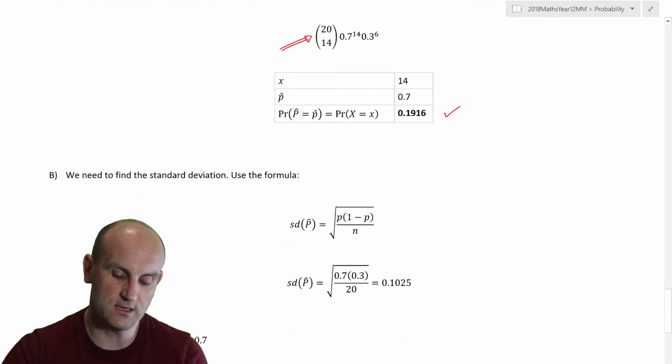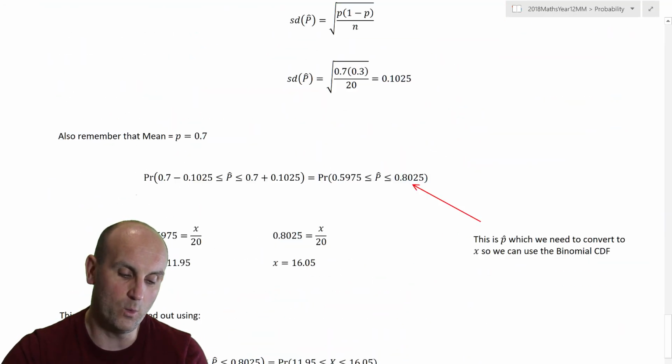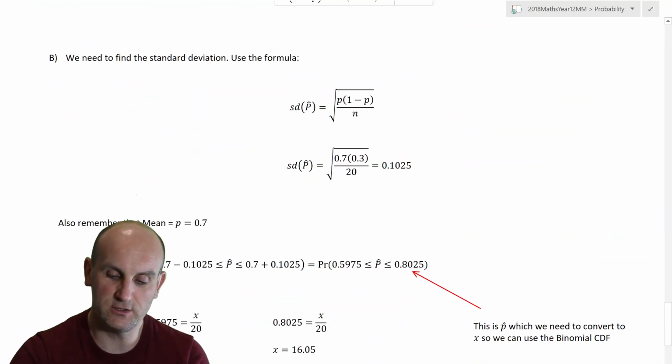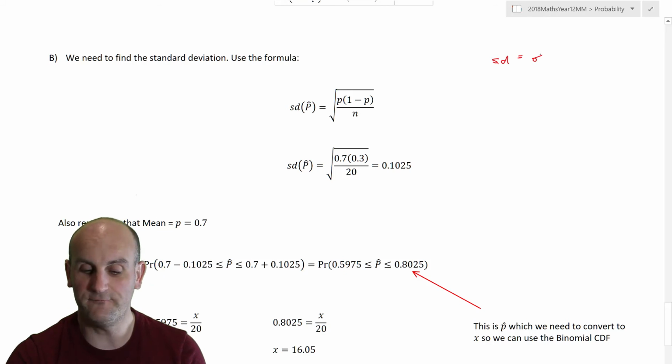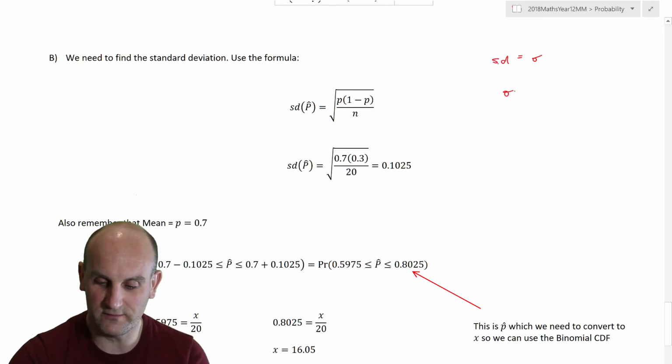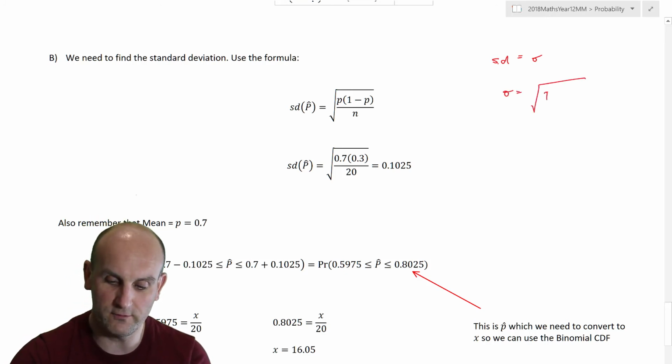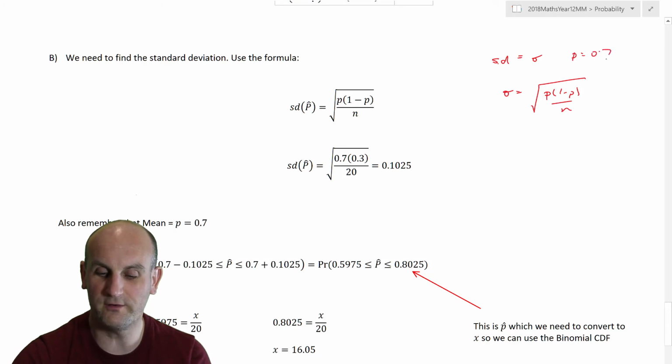Ooh, the sample proportion lies within one standard deviation. So the minute I see the word standard deviation, I know that I've got to find my value of sigma. How did I find my value of sigma? Well, earlier we said that sigma was equal to the square root of p(1 minus p)/n, just using that formula. And I knew that p was equal to 0.7.